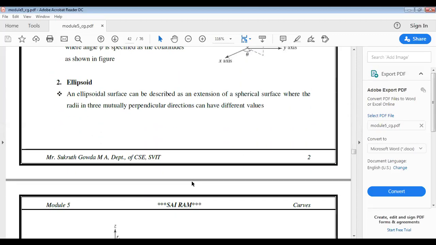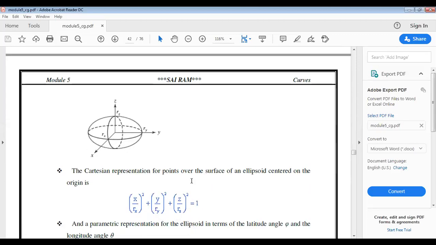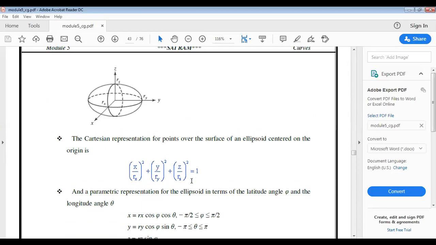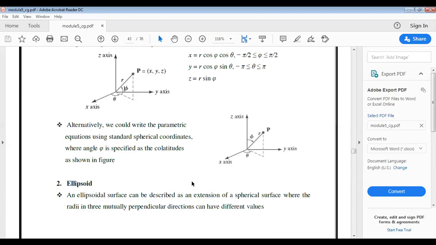So what is the next type of polynomial? The next type we will be discussing is the ellipse or ellipsoid. What becomes an ellipse and an ellipsoid? What is the difference between a sphere or a circle, and an ellipse? Any example for an ellipse? You can tell.